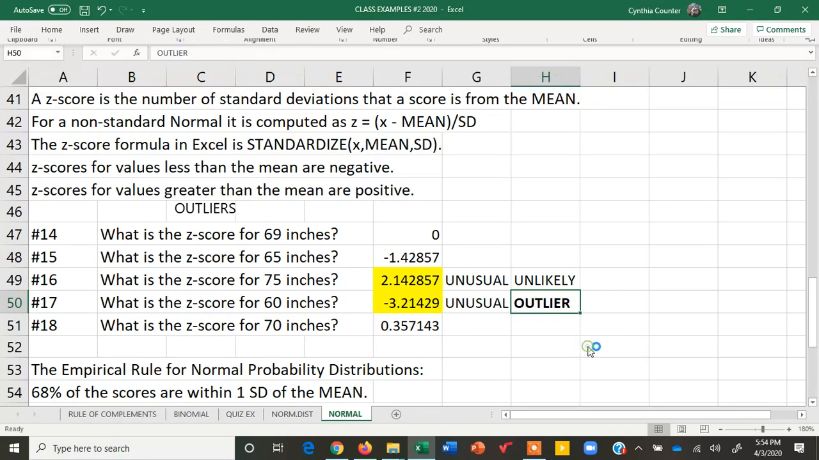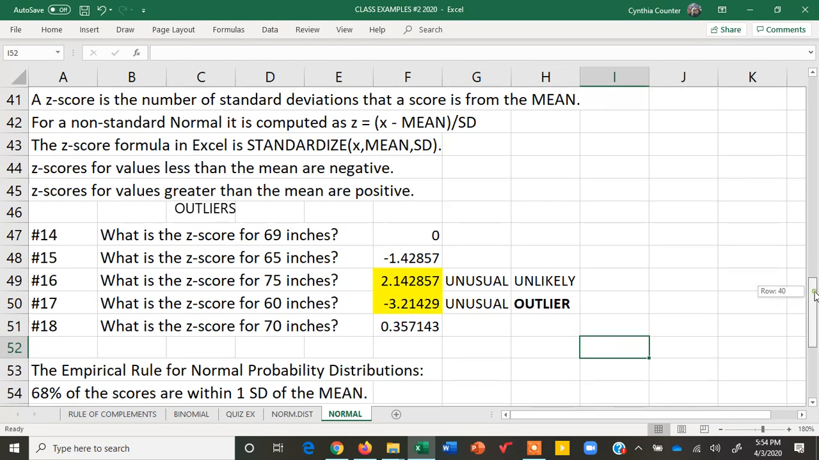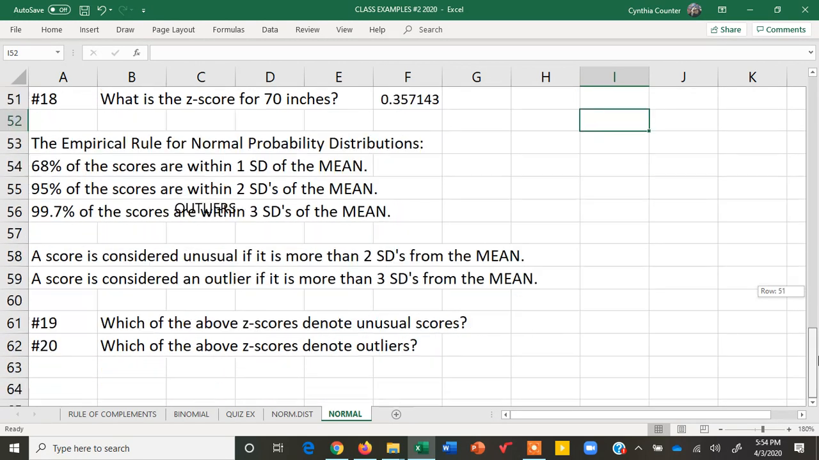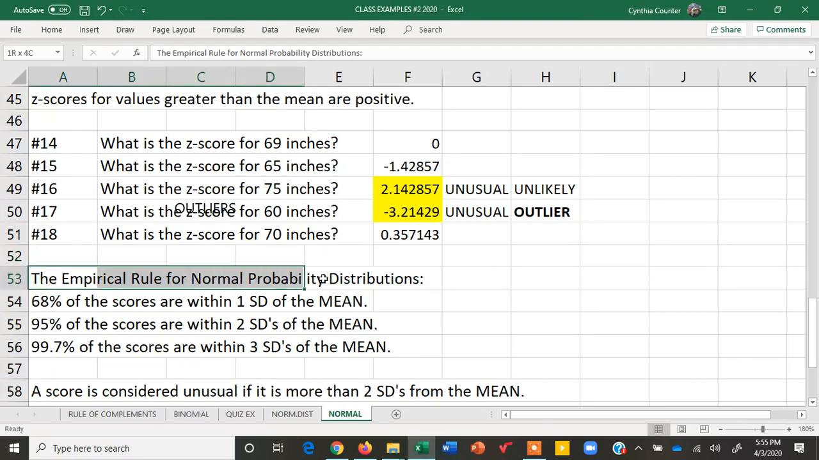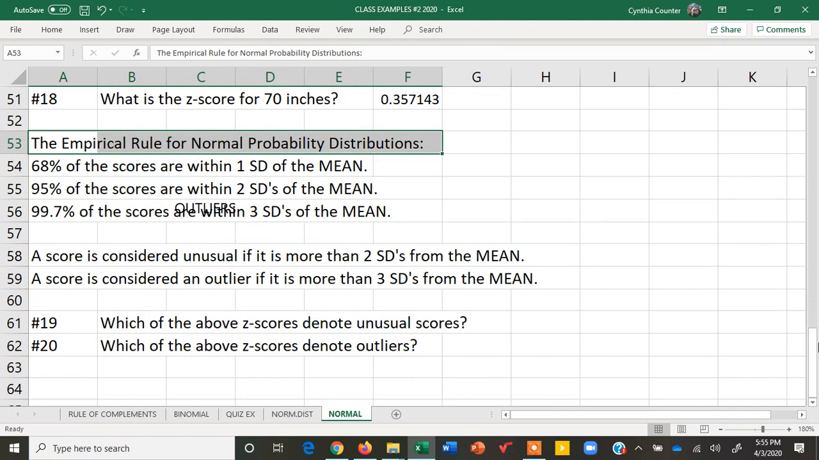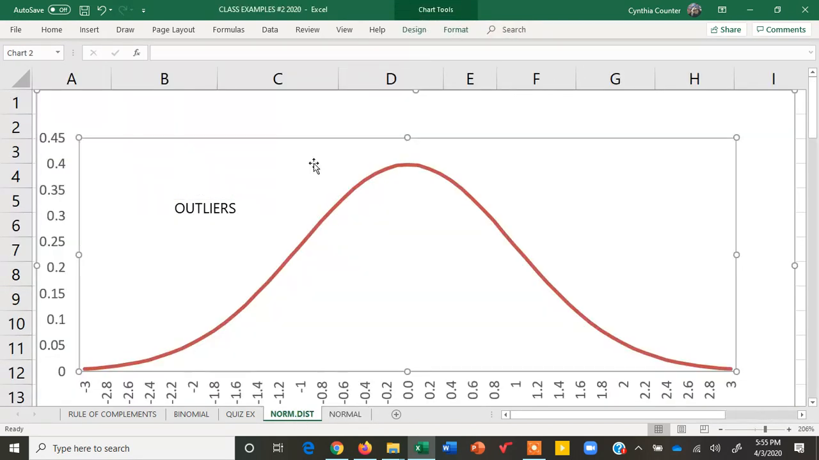Okay, so I hope that helps explain a little bit more about z-scores, what is considered likely or unlikely, the 68, 95, 99.7 rule, which is referred to as the empirical rule, and how all that relates to a graph.